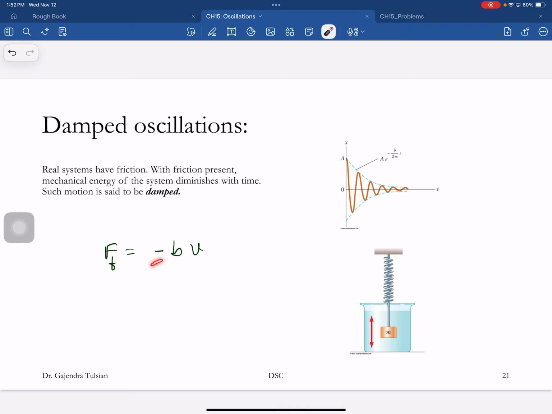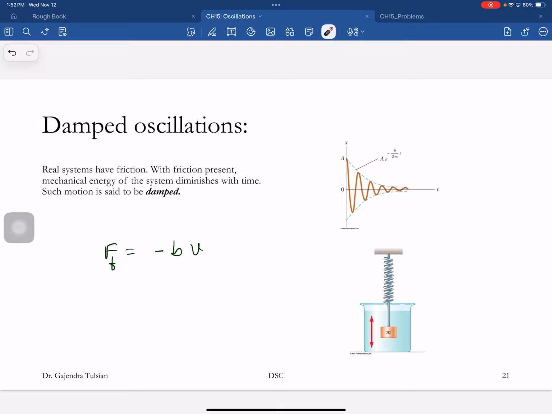What does the minus sign tell you? If you're moving in that direction, the friction force is in the opposite direction. So the friction force is always opposite to the direction in which you're moving.